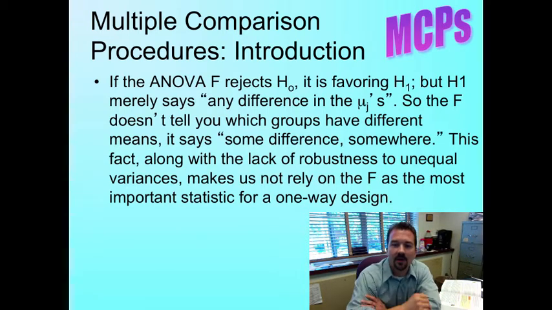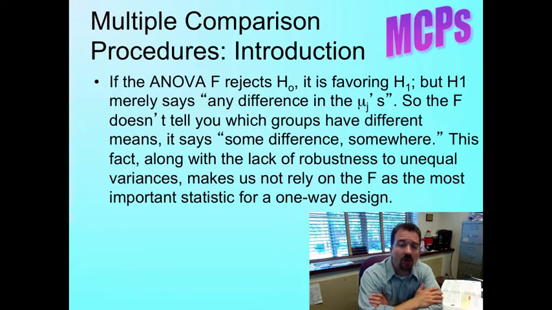Okay, the alternative here for the basic ANOVA F has to be there's any difference anywhere. It doesn't tell you which groups have different means. It says there's some difference somewhere. This fact, along with the lack of robustness to unequal variances, which I haven't really mentioned before, but it's a good point to remember about one-way ANOVA, makes us not really rely completely on the ANOVA F as the most important statistic for a one-way design.